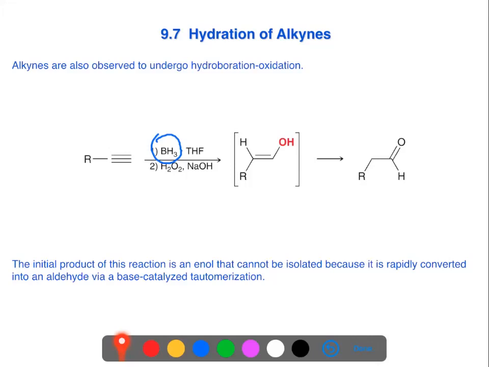So again, we can't isolate this enol very easily. It's very difficult to isolate. There will be this base catalyzed tautomerization that occurs in a very quick manner. So let's look at the details of that tautomerization relative to what we observe for the acid catalyzed version.